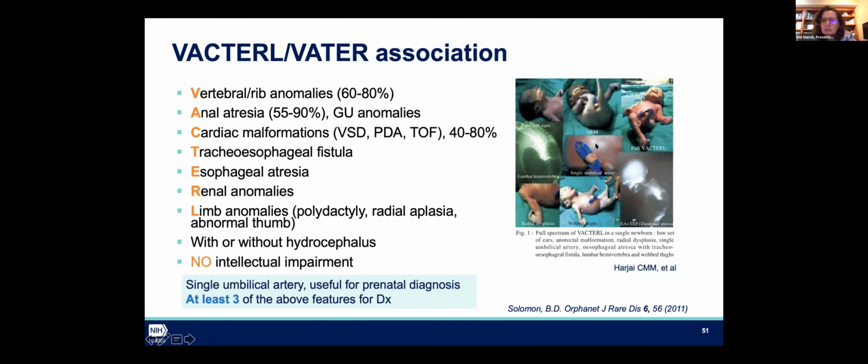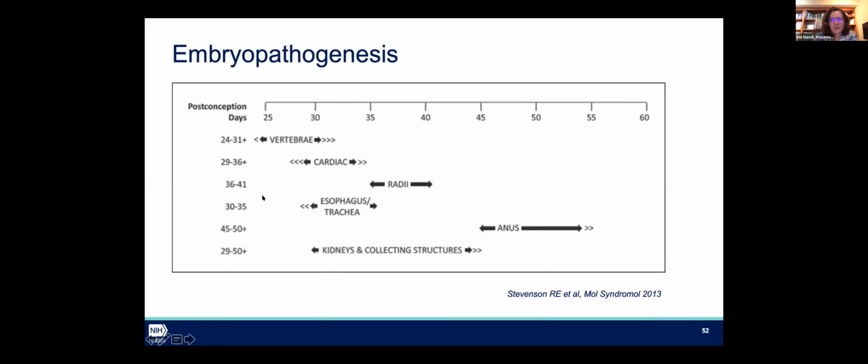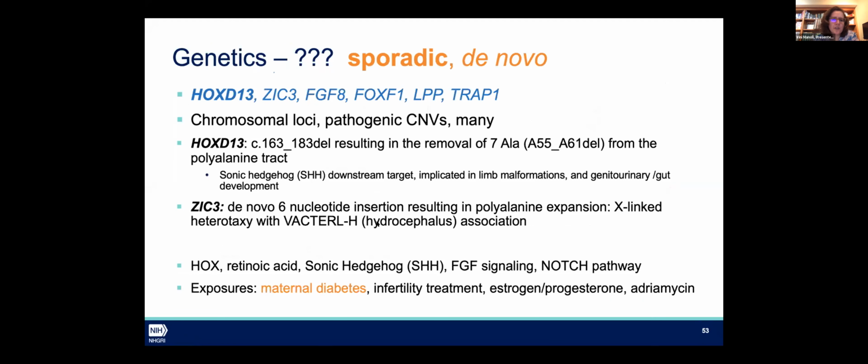So again, this is the low set ears, anorectal anomalies, single umbilical artery, vertebral anomalies like hemivertebrae, and tracheoesophageal fistula, duodenal atresia. And this is again the embryopathogenesis, depending on the different days post-conception, affecting the different structures seen in VACTERL association. And the genetics are still unknown.